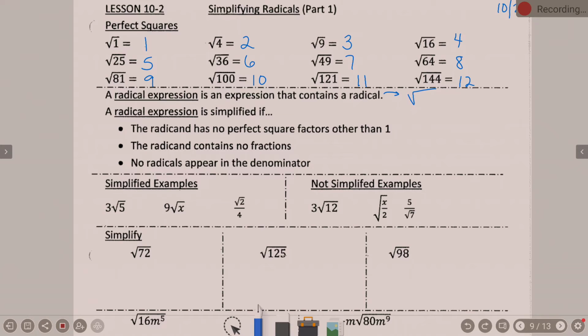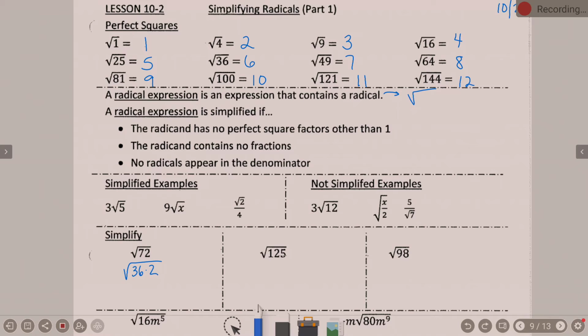Okay. Mikhaili found 36. So if I take my calculator, 72 divided by 36, that gives me a nice neat whole number 2, right? So one option here, I'm going to rewrite this. 72, still under the radical. Is that a true statement? Square root of 72 is the same as square root of 36 times 2? Yes. Because 36 times 2 is 72, right? I haven't changed anything.